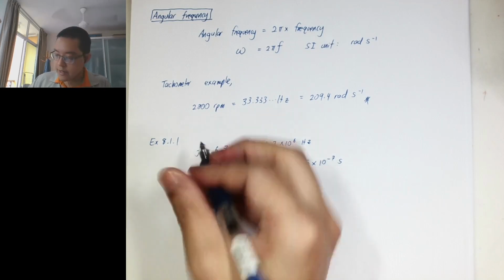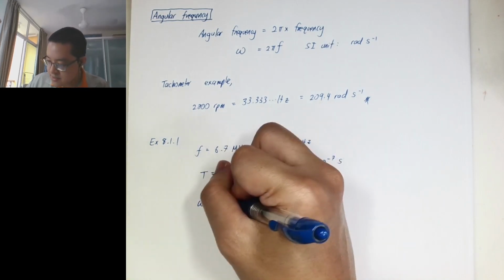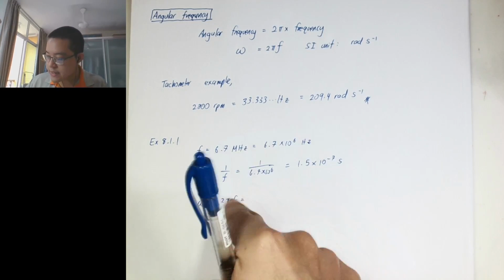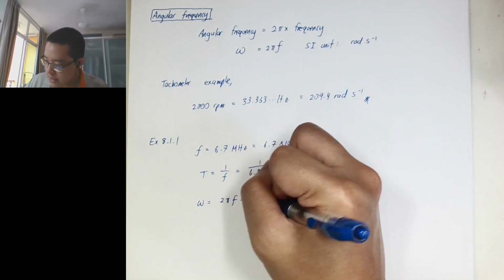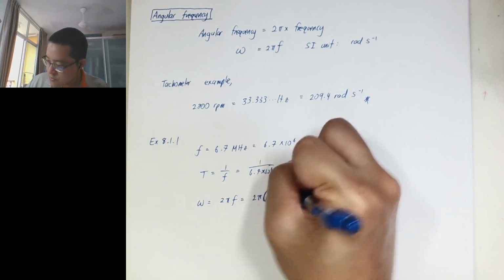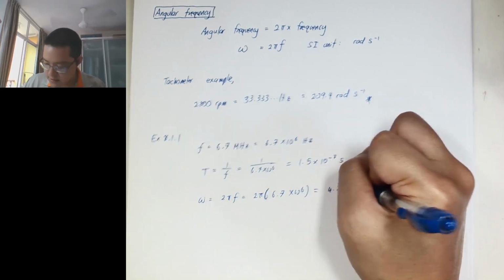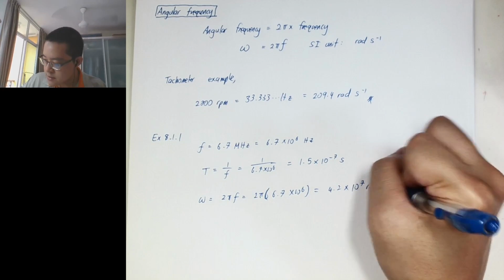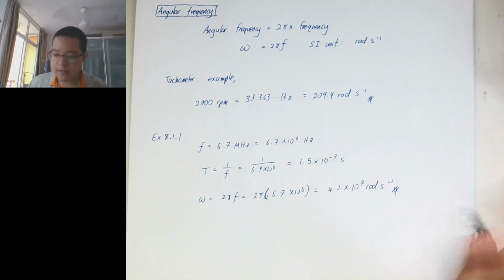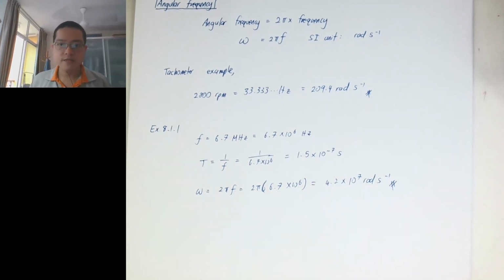And then to get the angular frequency is very easy, just 2 pi f. So 2 pi times 6.7 times 10 to the power 6, and the answer is 4.2 times 10 to the power 7 radians per second. So we got this now, and that is pretty straightforward.